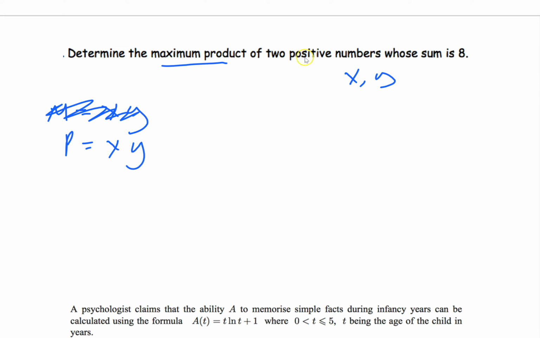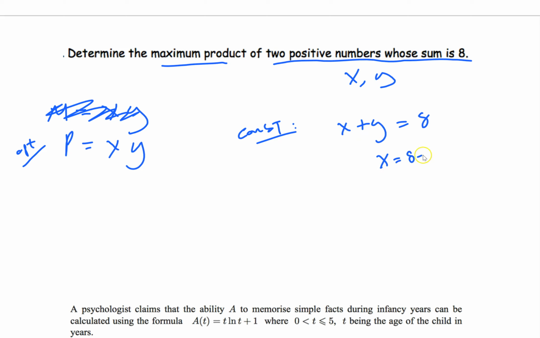So they tell you this other information. Two positive numbers whose sum is 8. That's your constraint. Right? So this is what I'm trying to optimize. My constraint is that when I add them up, the sum equals 8. Right? So it's the exact same type of problem we just did earlier, just a much smaller scale. So I'm like, okay, get one of these variables by itself, it doesn't matter which one. Let's put x equals 8 minus y. Plug that into this one.